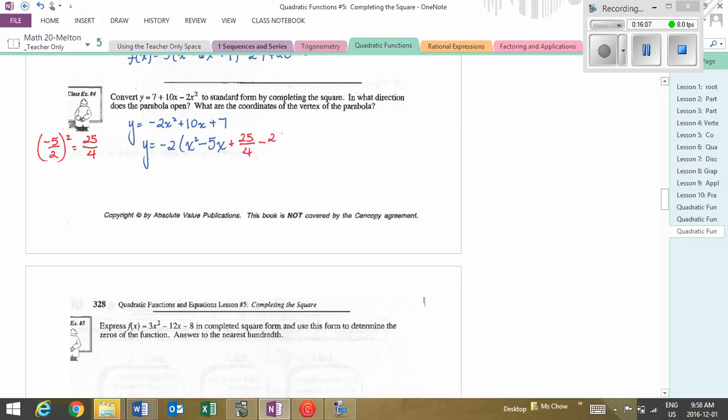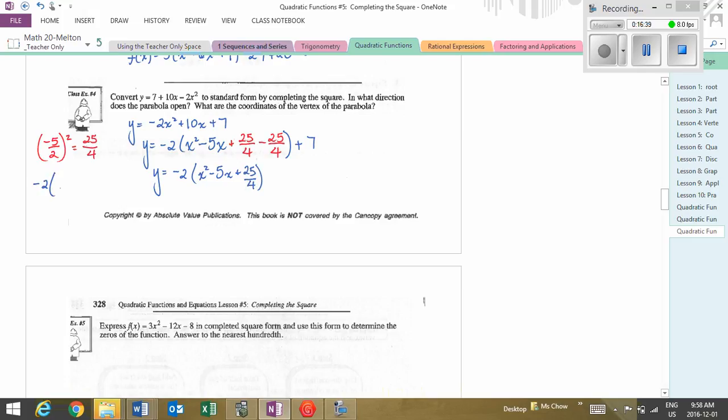We will then also subtract 25 quarters, and then that positive 7 stays outside. So now we have y is equal to negative 2 times x squared minus 5x plus 25 over 4. In order to kick out the negative 25 quarters outside of brackets, we need to multiply it by negative 2. So we're just over to the side here.